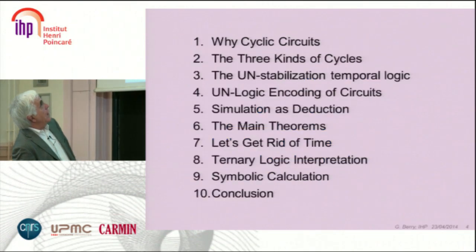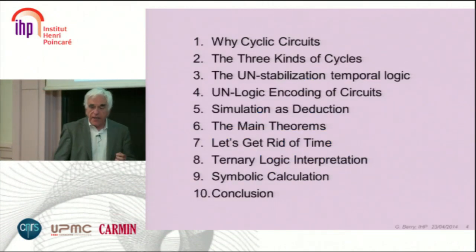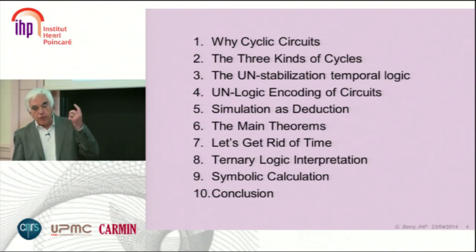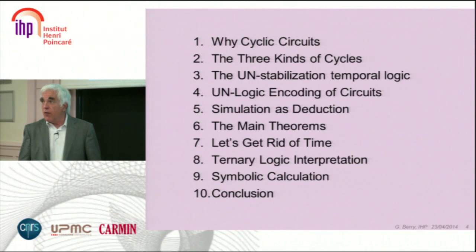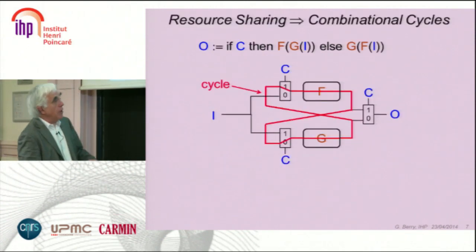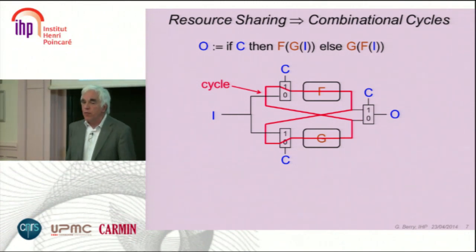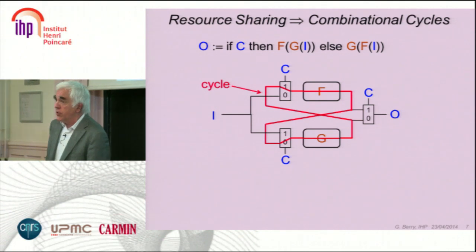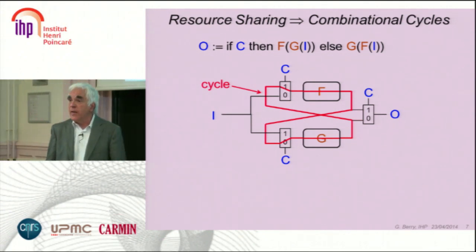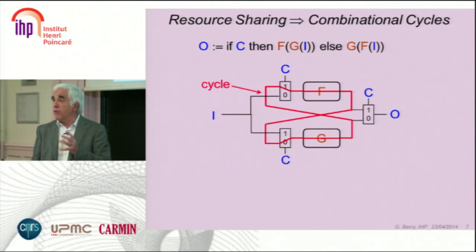Good. Let me remind you briefly what we did yesterday. So we studied the first 6 aspects of this. Study of cyclic circuits, which come from the idea that cyclic circuits are very good, and they are very useful, and they could be exponentially smaller than acyclic circuits for the same calculation, and with the same behavior. With the same behavior, meaning that their behavior is trivial.